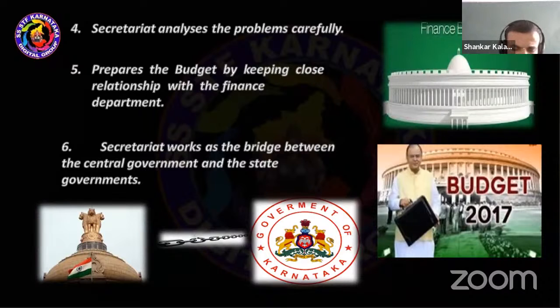To fulfill the policies of a state government, it sometimes needs the help of the central government. In this situation, the secretariat works as a link or a bridge between the central and state governments to implement those policies effectively in the state.